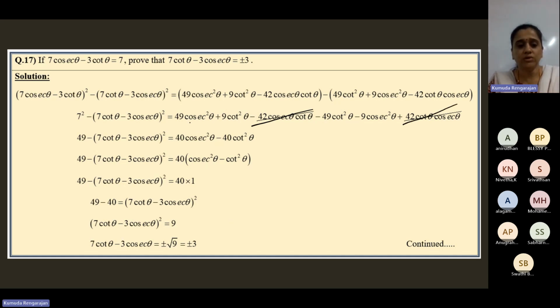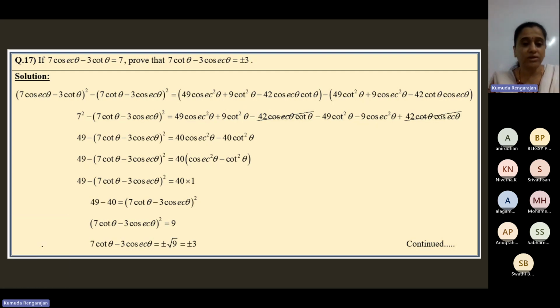Then as I told you, we have 49 common and 9 common. Or cosecant square theta common, cot square theta common. You can group using any criteria. There are four terms on the right hand side, right? So you can group using any criteria. Or if they are like terms, you can simplify. One second, 49 cosecant square theta. Yeah, you can subtract also.